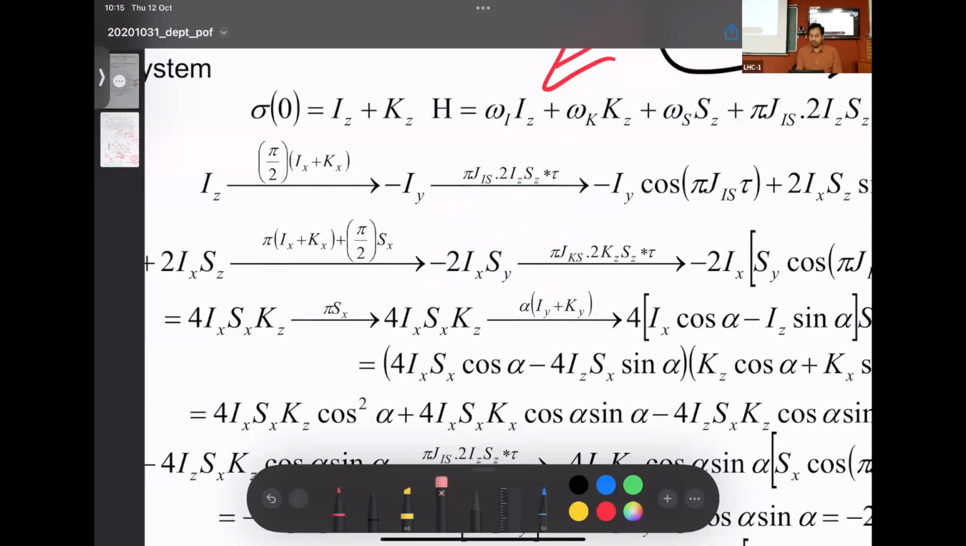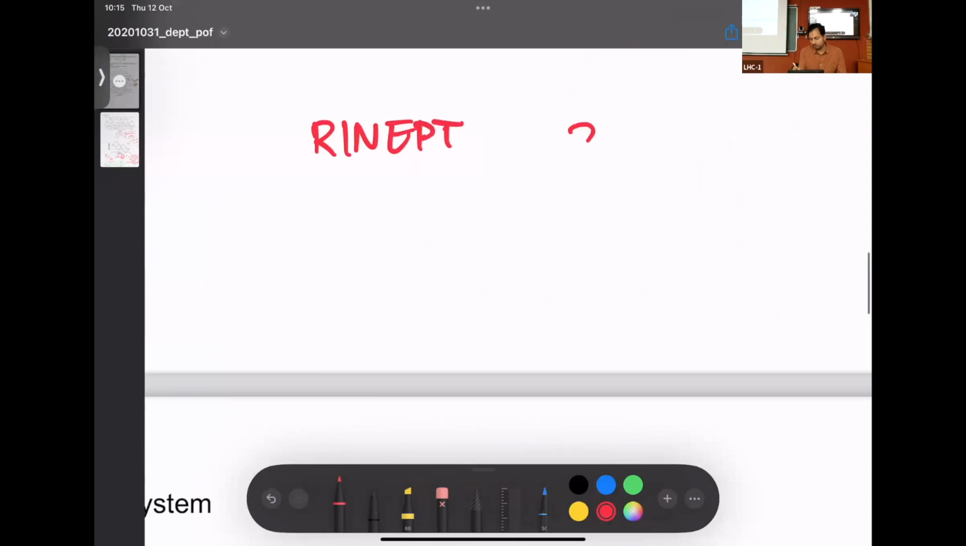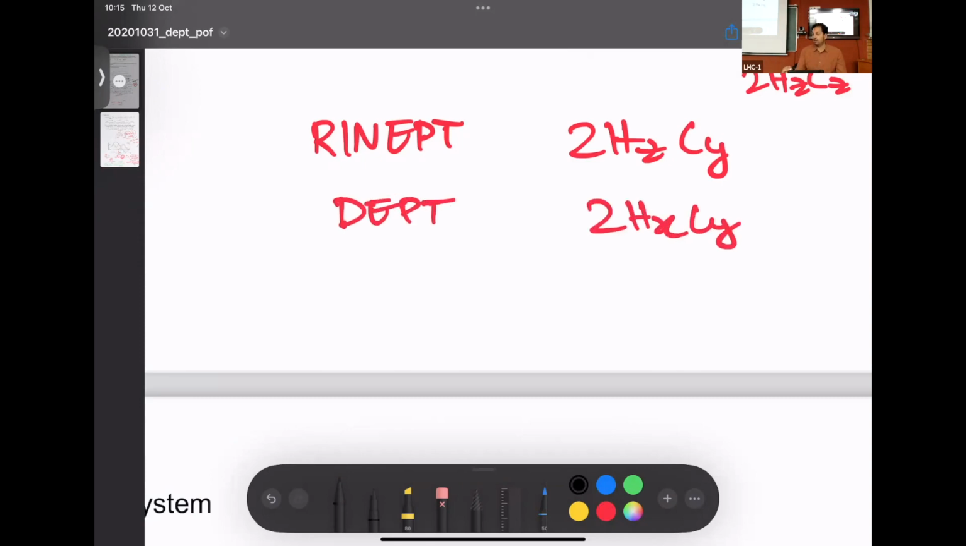If you take the simple INEPT experiment, you are talking about a single quantum antiphase term, which will evolve with 2HCCZ. On the other hand, in DEPT, you're talking about 2HXCY. So this is a single quantum coherence, and this is a multiple quantum coherence. Correct? The reason why we are choosing this is because it will not evolve with this. So any misset J delays will not cause such phase distortions.